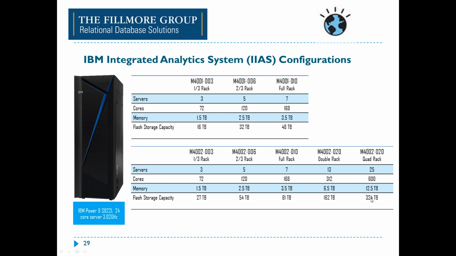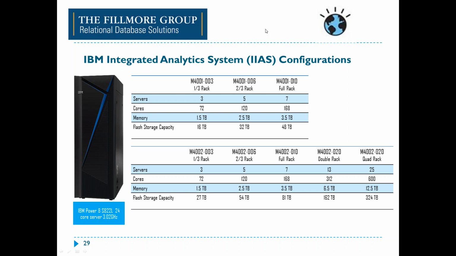12.5 terabytes of memory, 324 terabytes of flash storage. All of this is uncompressed, and 600 cores. So just a beast of a processing capability, which is not available today in terms of the Accelerator on Z.